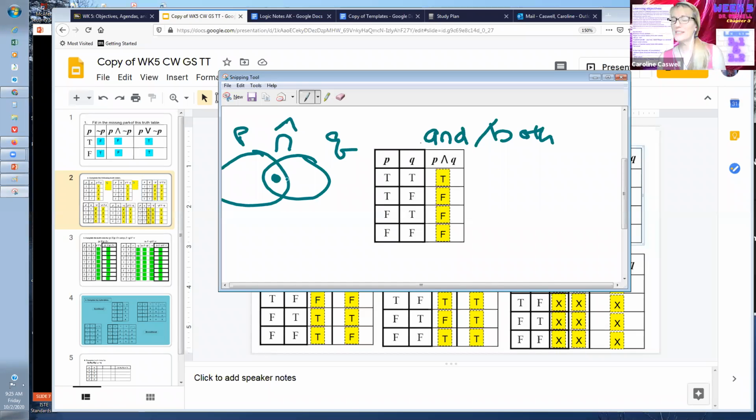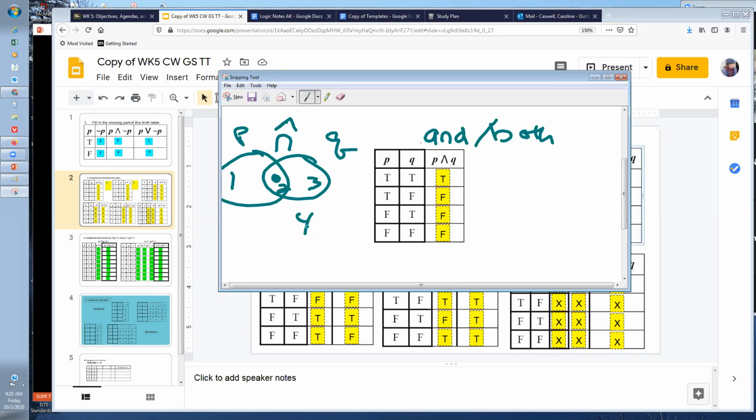Every other possibility, so section 1, section 2, section 3, and section 4, are all going to be no's because it's not both, it's not "and", it's not in both. So 4 is a no. That's like FF. It's not in P, it's not in Q, it's out, it's false. Okay, that's an easy one.